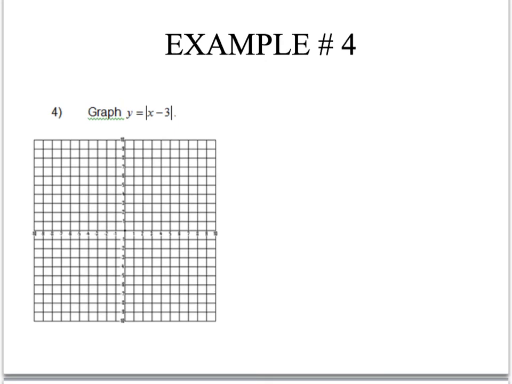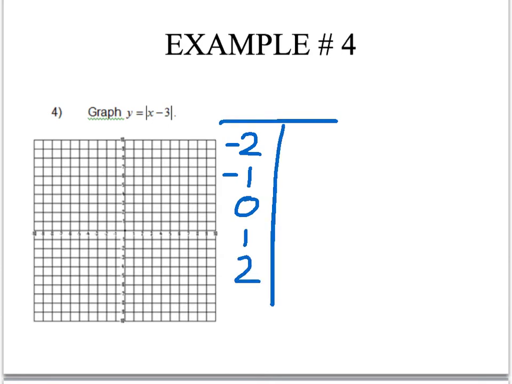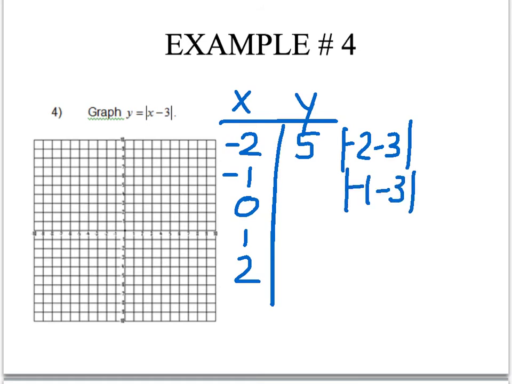Example number 4 says graph y equals the absolute value of x minus 3. So I'm going to use the same values, -2, -1, 0, 1, and 2, in my table of values. And -2 minus 3 is -5, and the absolute value of that is 5. -1 minus 3 is -4, absolute value being 4. 0 minus 3 is -3, absolute value being 3. And 1 minus 3 is -2, the absolute value being 2. 2 minus 3 is -1, and the absolute value is a positive 1.